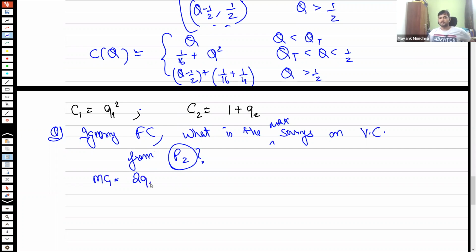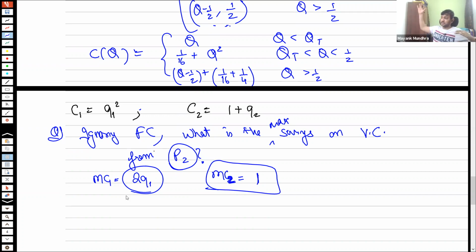Okay, marginal cost in plant 1 is 2Q1. Marginal cost in plant 2 is 1. So obviously, marginal cost in plant 1 is going to keep on increasing, right? If you did not have the option of producing in plant 2, your marginal cost will keep on increasing forever.